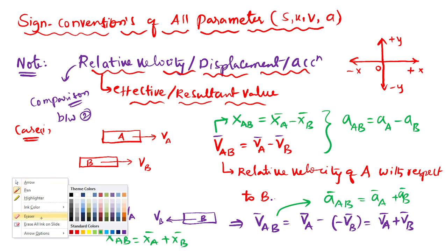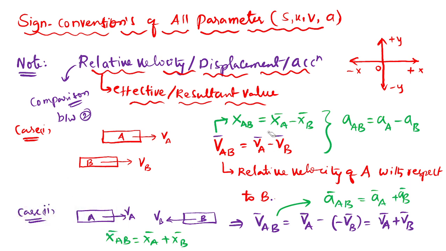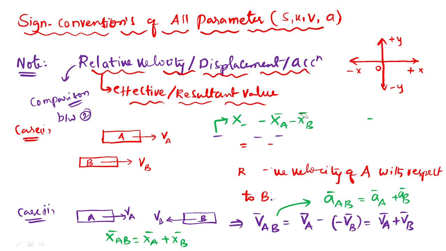Can you write one note here? You are comparing A with respect to B. Got it? Now one note you write down. Note means it will be an important point.